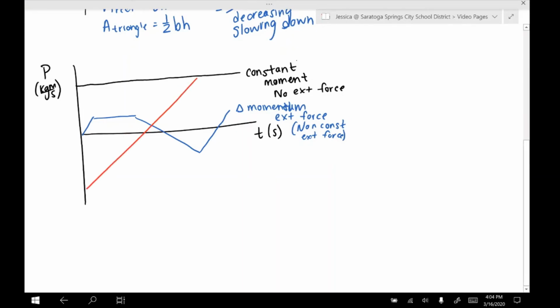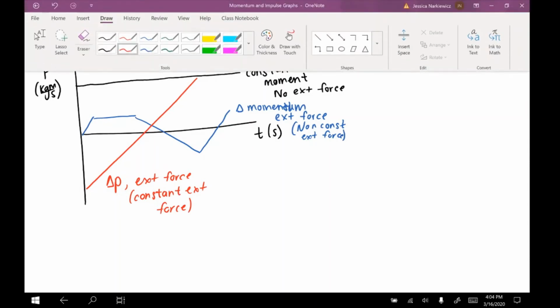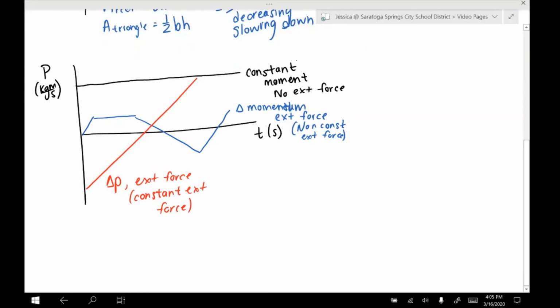If I had a graph that looks like this, again it's changing momentum with an external force, but this would be a constant external force. And maybe just by looking at the graphs, you're able to figure out why between the two, one has constant external force and one doesn't. But if you're not, let's go ahead and figure out a TSA analysis.